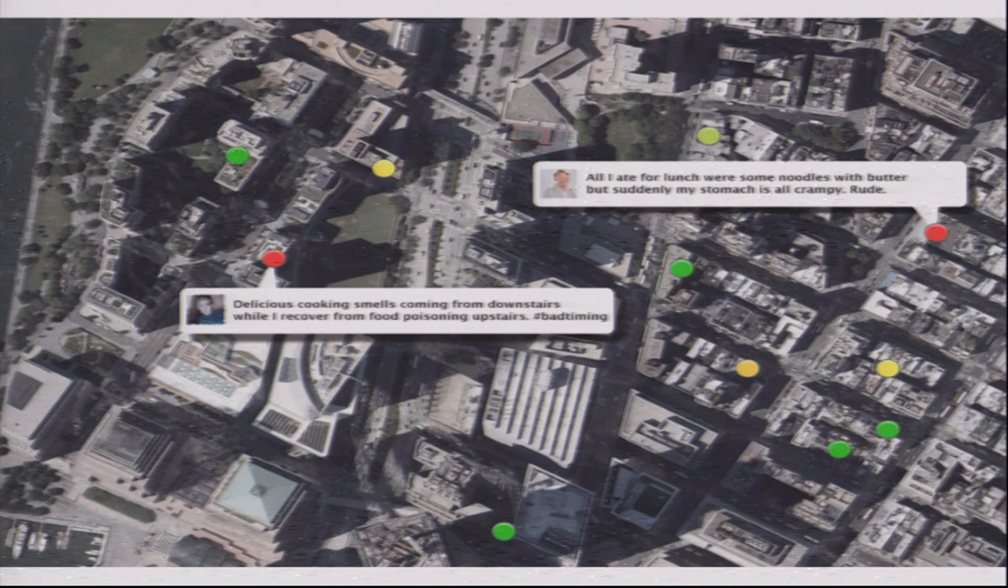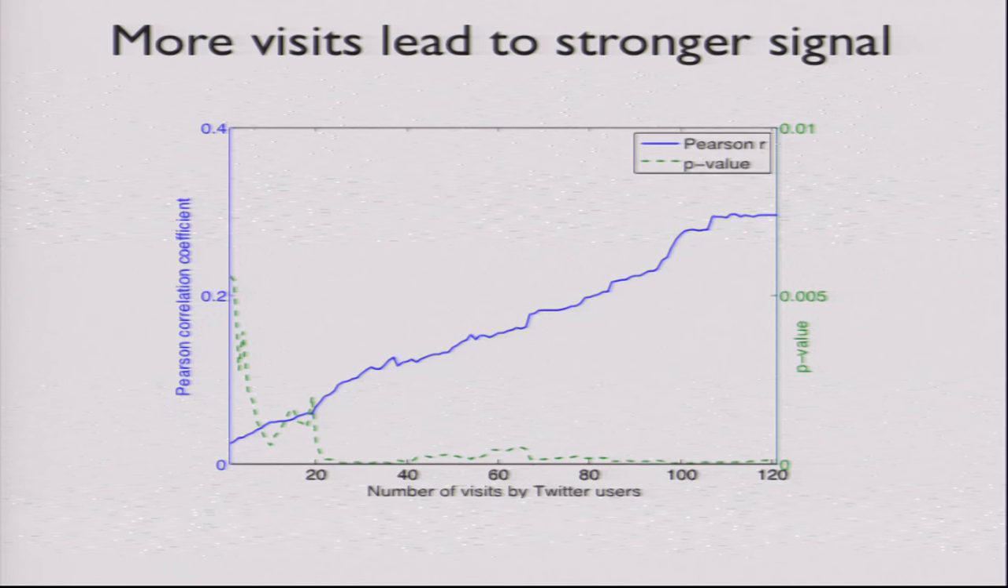And so we use the same technique where we learn a statistical model from supervised labels, and then it tells you that these people probably have food poisoning, these other people don't have food poisoning. You see where everyone went, and you can rank restaurants in real time based on these signals. Again, no human effort required.